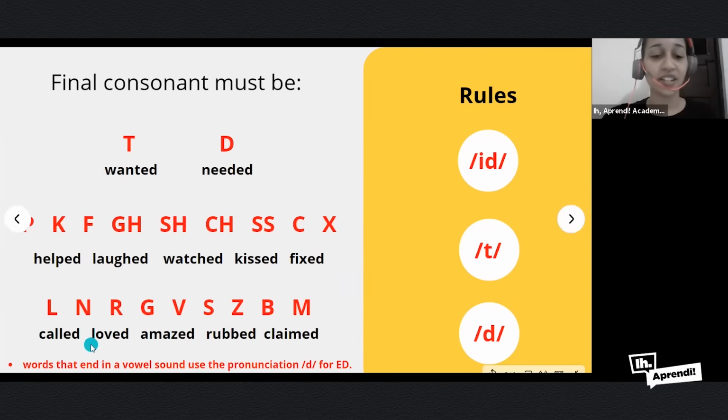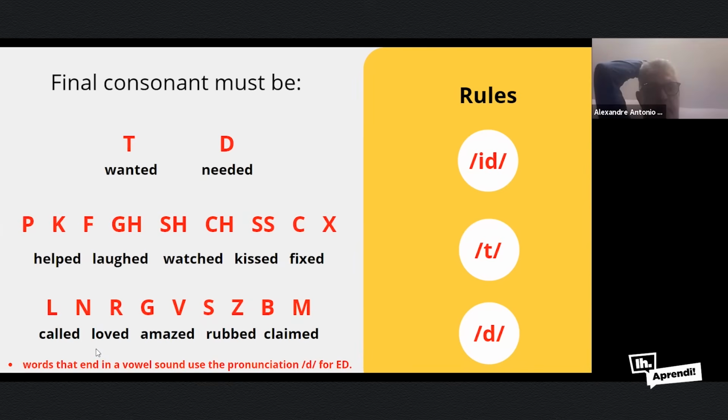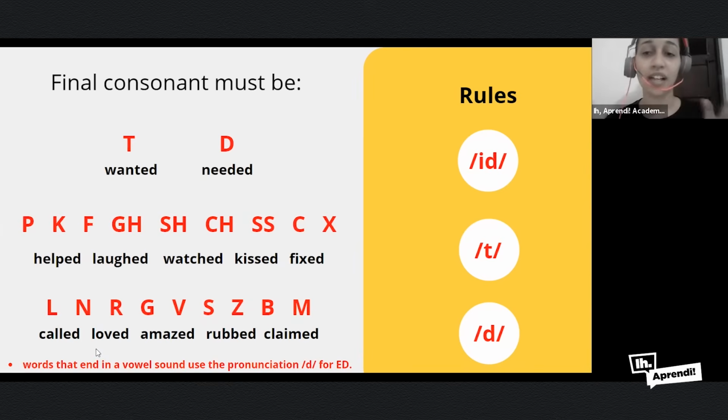And then we have here some voiced sounds, voiced consonants. I don't say L, but I say oo, oo. This sound here. So if the verb is call, I say called. In the past, you pronounce it as a D. Can I have Luana? Can you read the words for me, please?